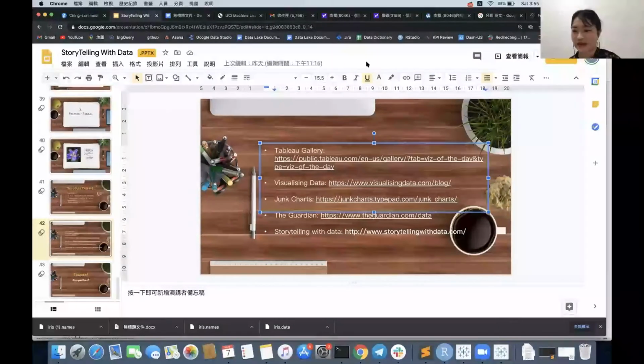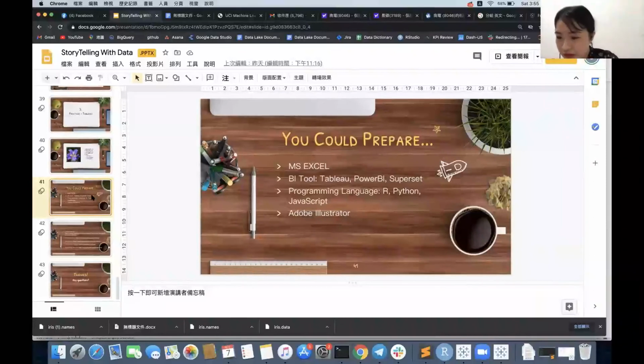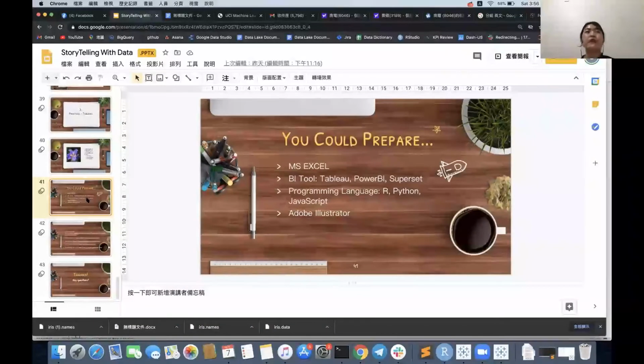Okay, do you have any other questions? If no one has questions, I would like to show you how to prepare a story, how to become a data storyteller, and even how to improve your skill. You can prepare a tool for building charts. For example, Microsoft Excel is good for building a chart, right? And in a very simple way.